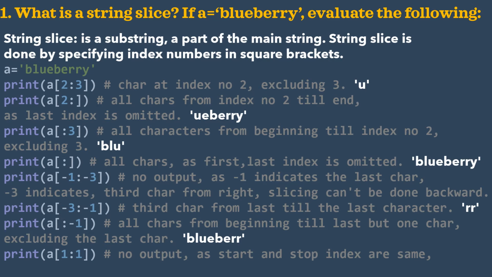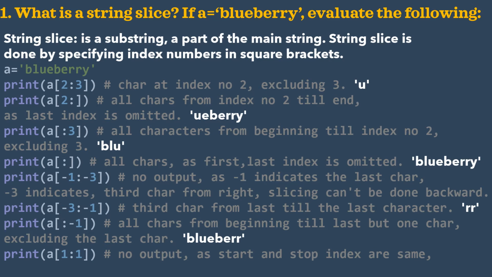Now the next is print A within square bracket colon 3. That means it will print all the characters from beginning till index number 2. Why? Because index number 3 will be excluded. So it will print the characters B, L and U. Similarly, print A within square bracket simply colon. That means all characters, as first and last index is not given here, it's omitted. So it will print the entire string.